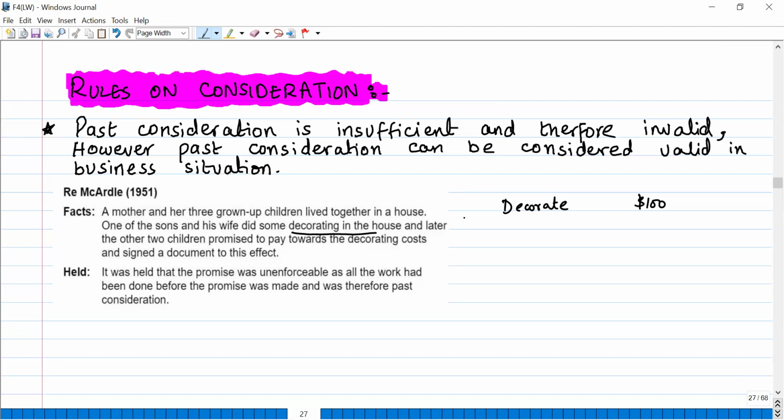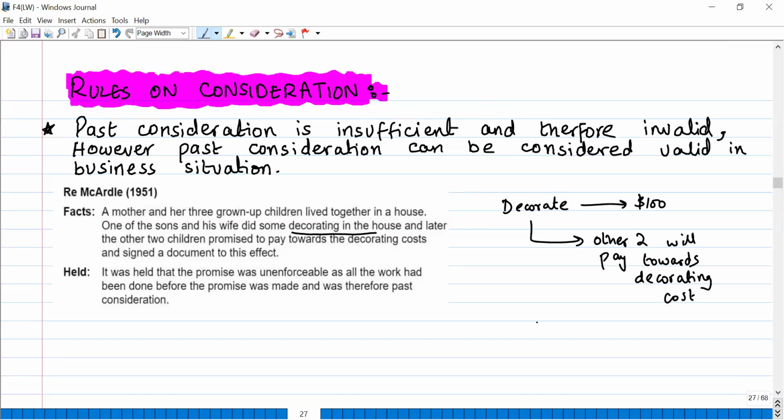There were three children and one mother living in a house. One of the children and his wife decorate the house for $100, and then they signed a document in which the other two children promise that they will pay towards the decorating cost. So this is the case.